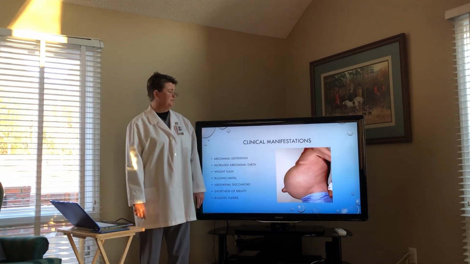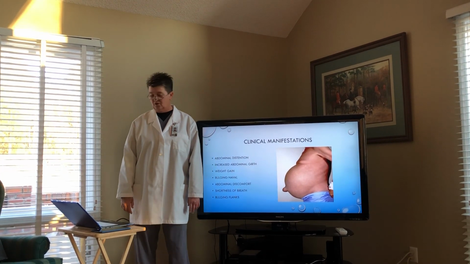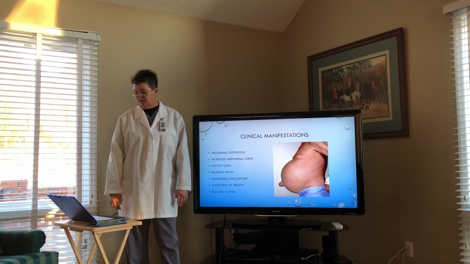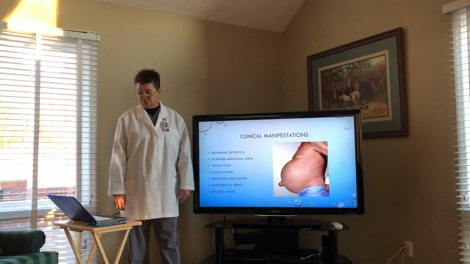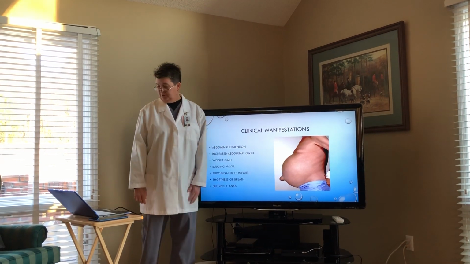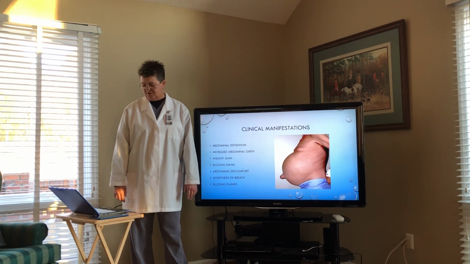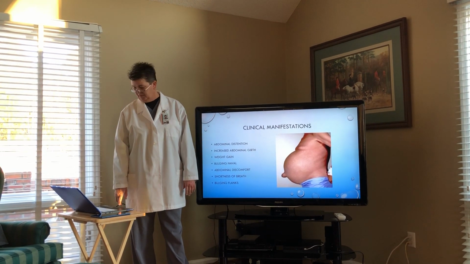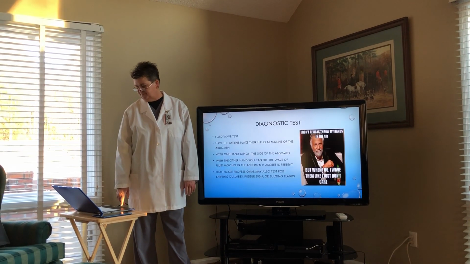Some of the clinical manifestations of ascites are abdominal distension. As you can see by the photograph, there's an increased abdominal girth, there's weight gain, there's a bulging navel, there's abdominal discomfort that could cause shortness of breath because of the pressure on the diaphragm, and bulging flanks.